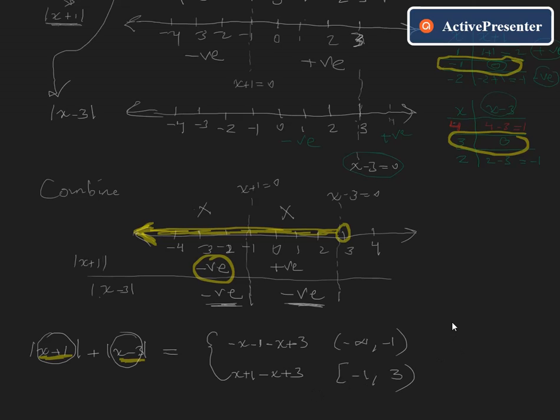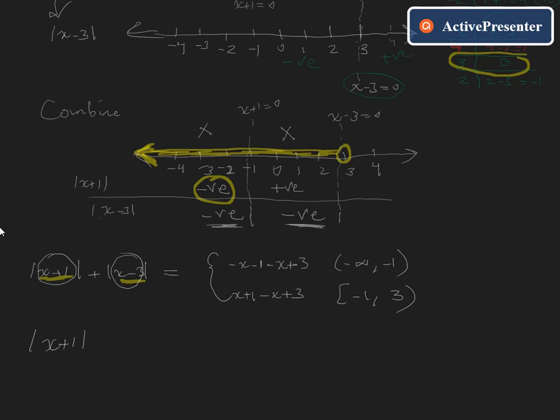So to simplify, the absolute value of x plus 1 plus the absolute value of x minus 3 equals minus 2x plus 2 from negative infinity up to minus 1 open, and here it is 4, from minus 1 closed to 3 open.